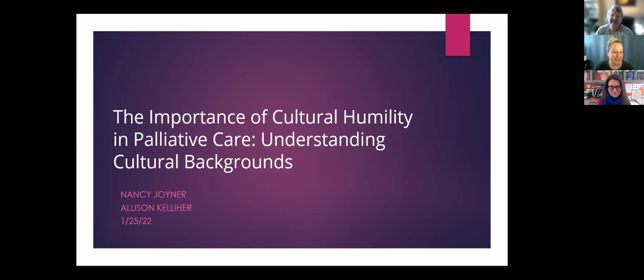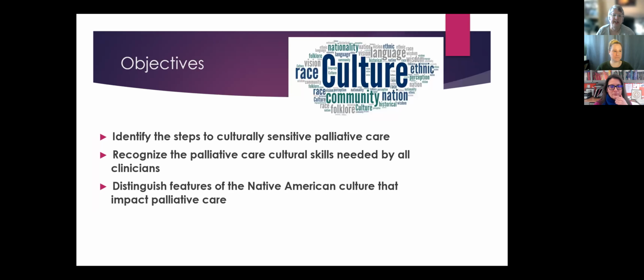So as we said, we're changing it to humility for the crux of what we have with palliative care, but how cultural backgrounds really make a difference for how we take care of people. It's actually one of the domains from the national consensus guidelines on doing this. So our objectives today then are really to identify the steps to culturally sensitive palliative care and recognize how those skills are needed by all clinicians, not providers, but all of us, every one of us that take care of somebody who is seriously ill.